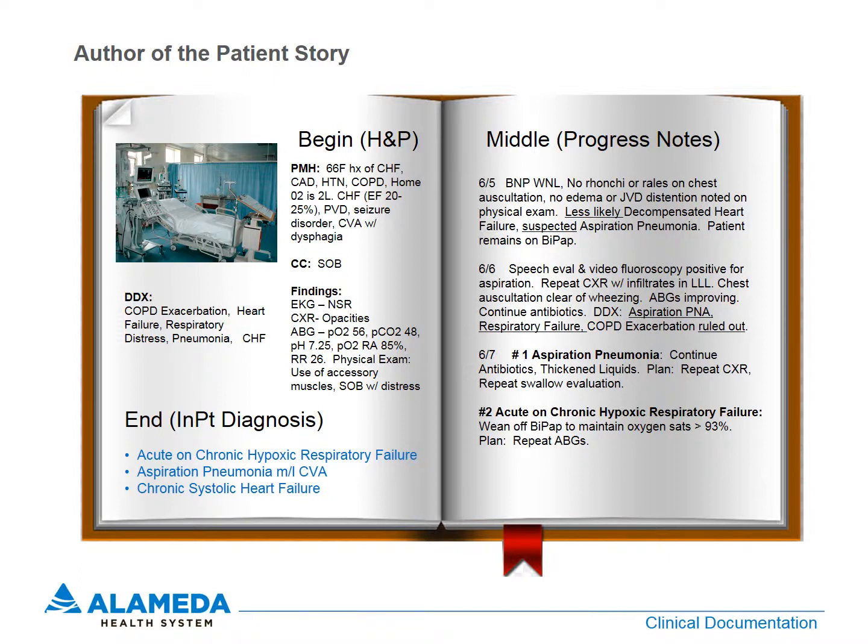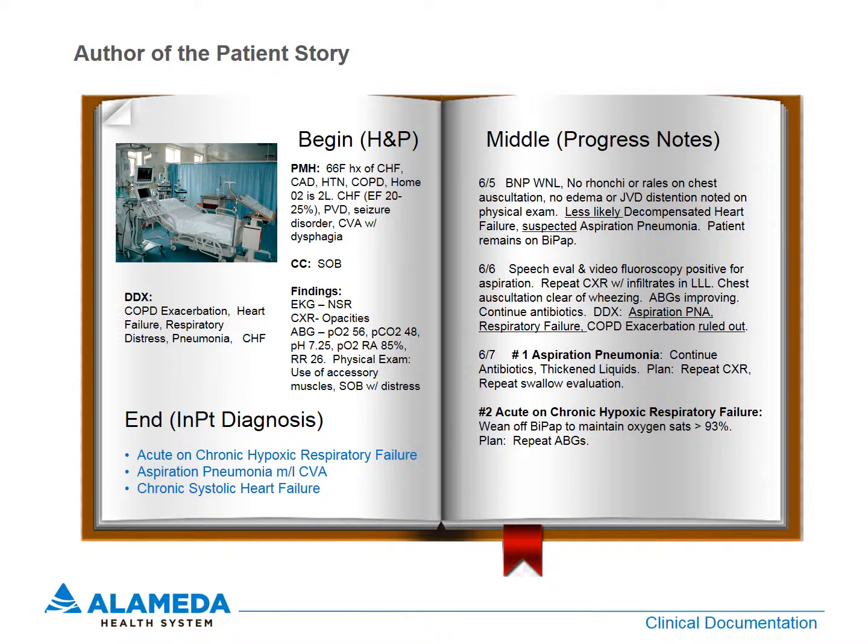So it's less likely decompensated heart failure, but you suspect aspiration pneumonia. Why would you suspect aspiration pneumonia? You go back and look at the patient's history. They have a CVA with dysphagia. Shortness of breath can be caused by any one of these things in the past medical history, and our goal at this acute hospitalization is to figure out what at this moment is causing this symptom. So you can suspect that it's aspiration pneumonia. It's less likely decompensated heart failure. And you also note that the patient is remaining on BiPAP.